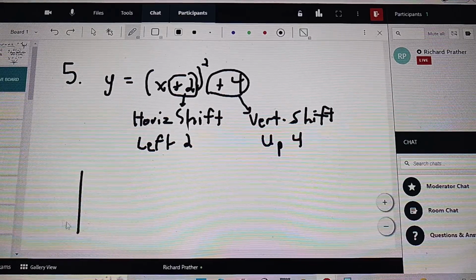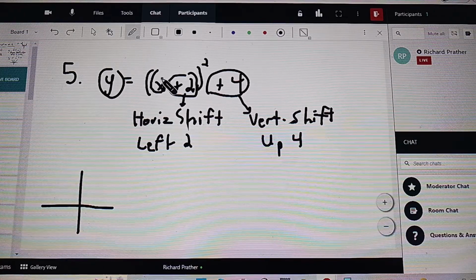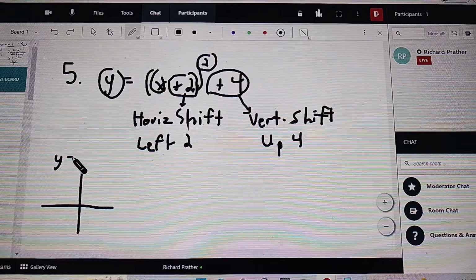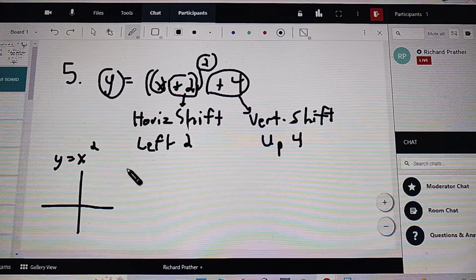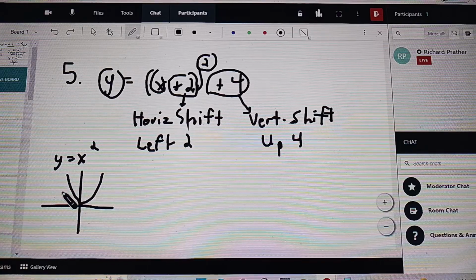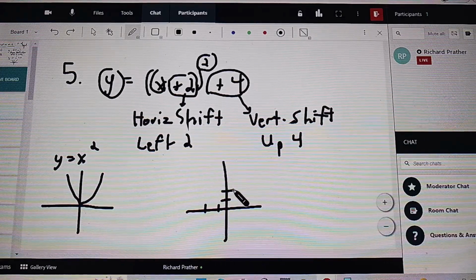So you would take the original parent function. The parent function is y equals x squared. If you get rid of all the excess numbers, what's the most basic version of it? X squared is this U-shaped parabola. Then I take that and move left 2 and up 4.